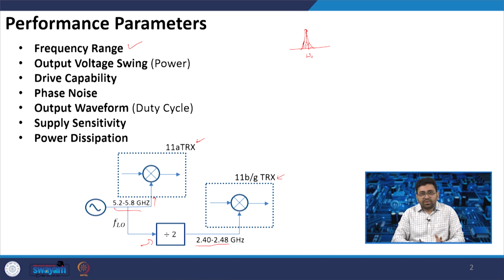It also has a supply sensitivity, because if there is some variation in the supply voltage, it might add phase noise, or change the frequency of oscillation. So, supply sensitivity is also important, and power dissipation, because this is a power hungry component, and we have to make sure that the designed oscillator is not consuming lots of power.